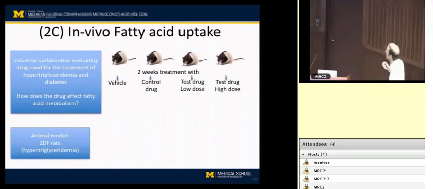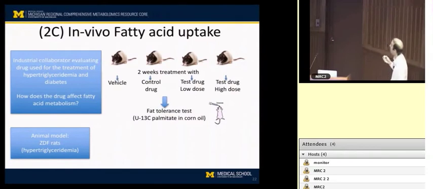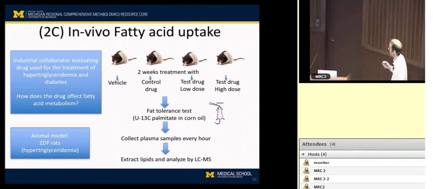So they devised an experiment where animals would be dosed with a control drug or the test drug of interest at a low or high dose, or a vehicle. The animal model was ZDF rats, which were an animal model of, in this case, hypertriglyceridemia. And then they did a fat tolerance test. The animals were given an oral gavage of corn oil containing our tracer, in this case, uniformly 13C labeled palmitate. Then plasma samples were collected every hour. So this is an example of in vivo flux. And then they extracted lipids and analyzed them in various tissues and in the blood by LC-MS.